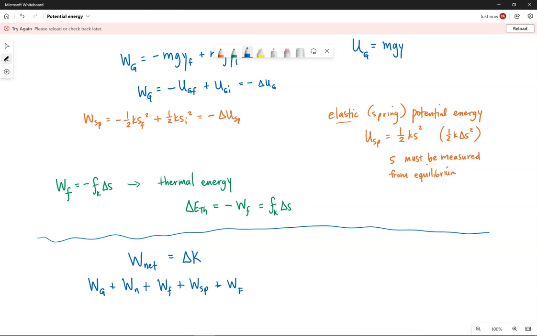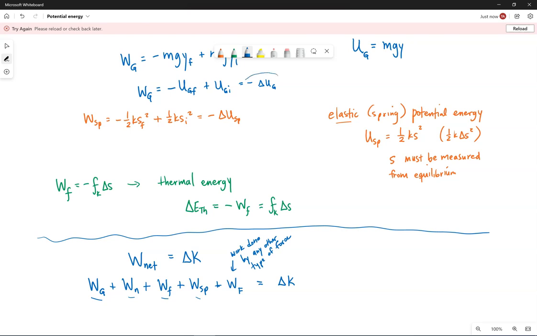All sorts of forces are acting on objects, not all at once, but this work done by, like, a tension, if there's a string. So this is our work done by any other type of force, other than gravity, normal, friction, spring. So generically, if we find the work done by any possible force, it will equal the change in kinetic energy of the object.